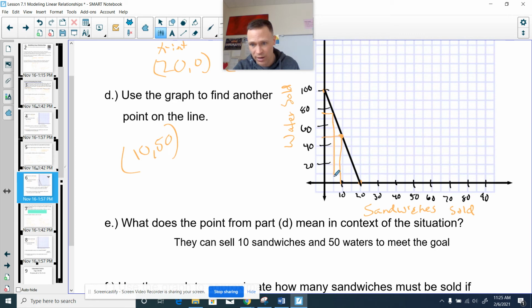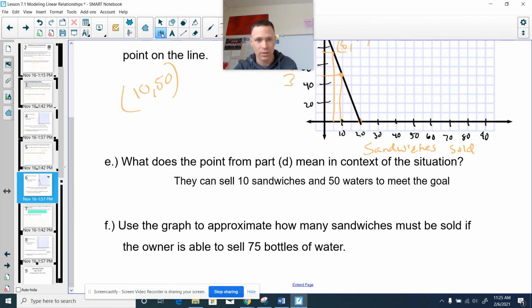So if I see this line on your graph, I know you did it. And that coordinate point is (5, 75). And so the answer to that question is about 5 sandwiches.